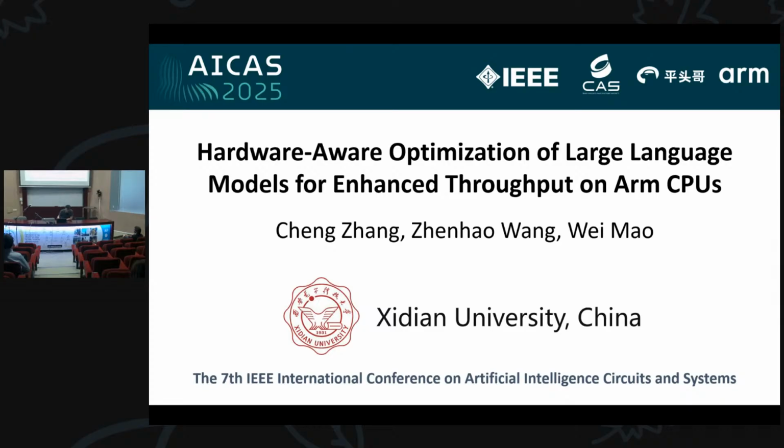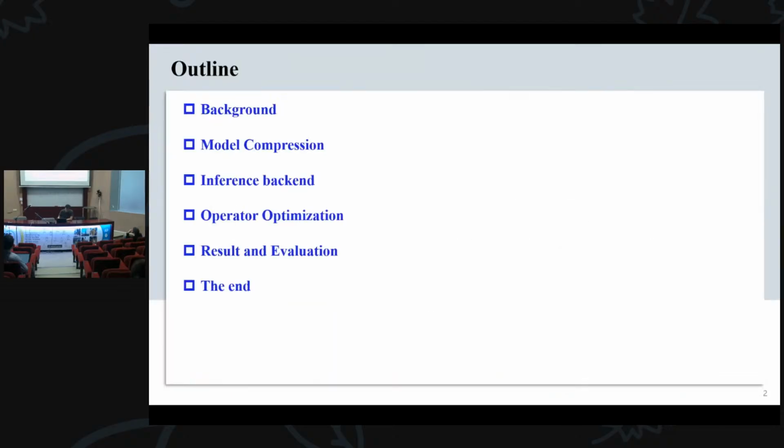Hello everyone, I'm Wei Mao from Xidian University, and it's my honor to give a talk here. This work was also presented at our 2025 AI conference. The title is Hardware Optimization of Large Language Model for Enhanced Throughput on ARM CPU. This is a brief outline. We will use model conversion, inference background, and operator optimization to co-optimize the large language model on CPU.